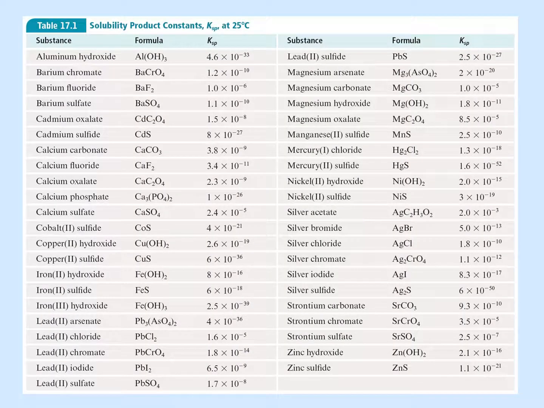Here are some solubility product constants. You can see that something like aluminum hydroxide, 4.6 times 10 to the minus 33, is much, much, much less soluble than barium chromate or barium fluoride, or even barium sulfate. So you can see the smaller the number, which means the bigger the negative exponent, the less soluble it is.